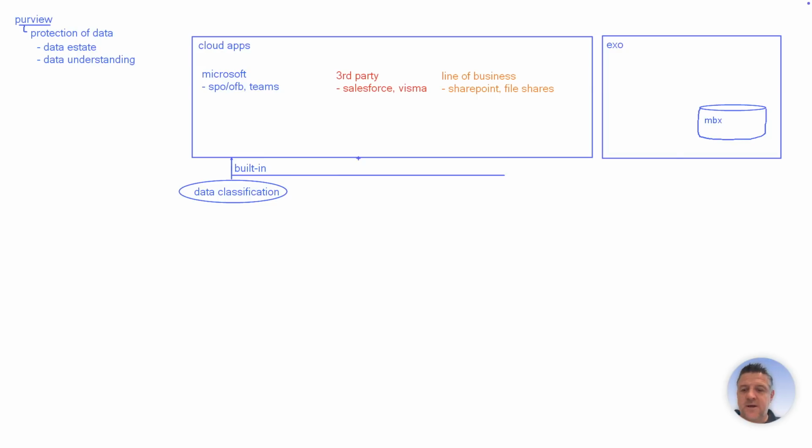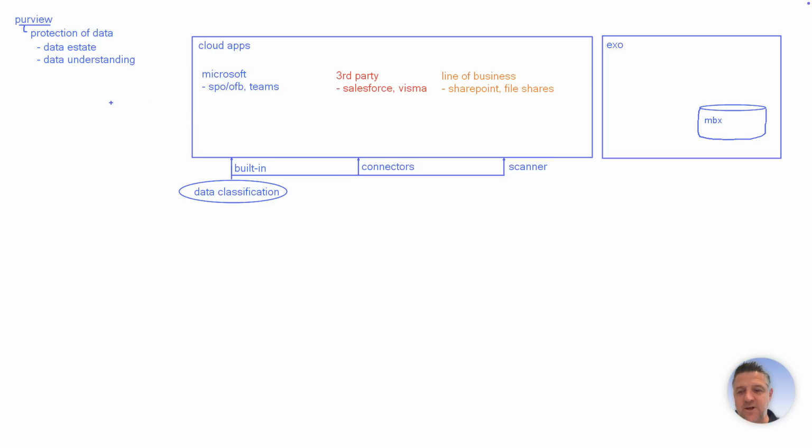If we want to understand data in third-party locations in Purview, we can set up something called connectors. And when it comes to line of business locations, so our own on-prem environment, we can use a scanner utility. That scanner is an agent you need to install on an on-prem server. And then you can configure that scanner to scan your file shares and your on-premise SharePoint servers. So that is three different data locations.